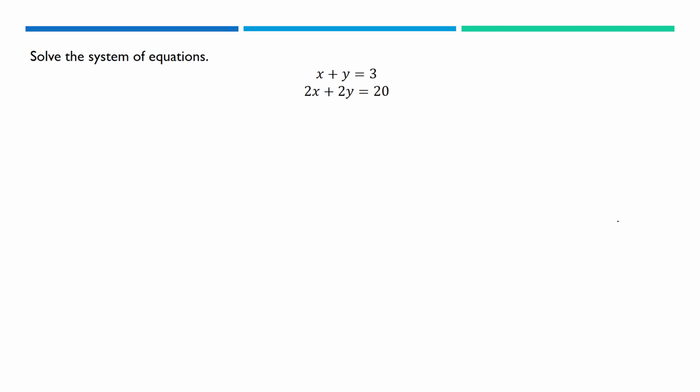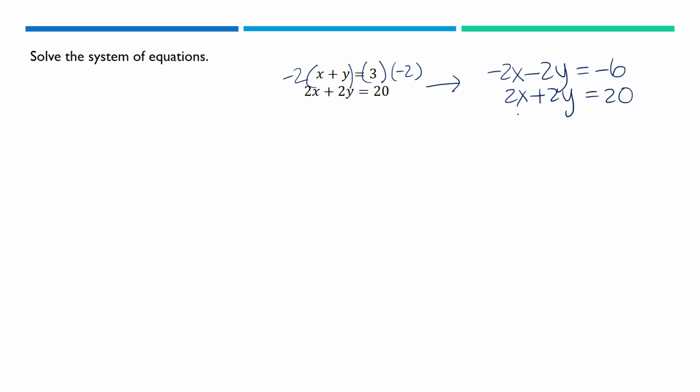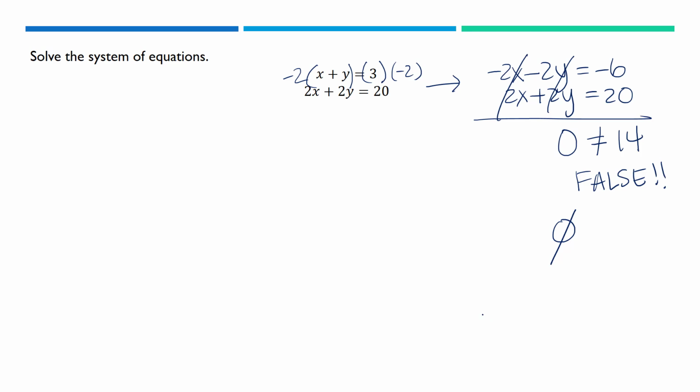Here's almost the same system, although if we double the first one, I don't think we get the second one. That constant is different. If we try to solve this using elimination, I might again try multiplying the top equation by negative 2. And I think we'll see that the x's and the y's both end up eliminated. But negative 6 plus 20 is 14. We get something that is false. Our conclusion here is there's no solution.